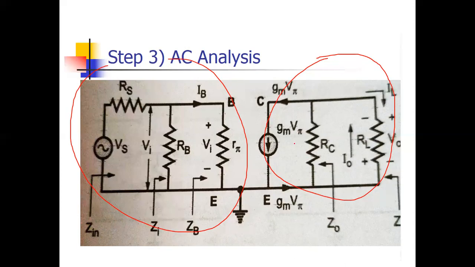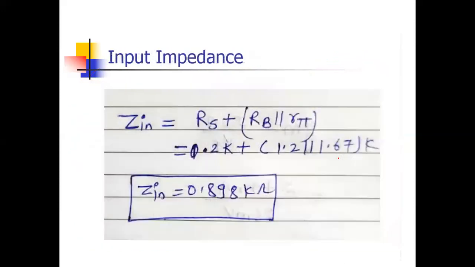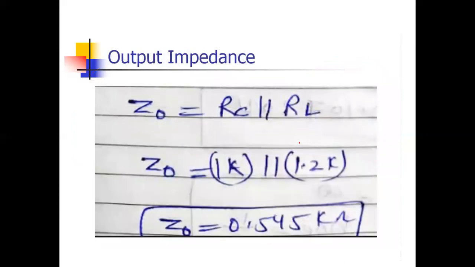Now what is Z out? Again, this is the output side, and what is the equivalent resistance at the output side? RC and RL, and both are in parallel. So the output resistance is RC parallel RL.